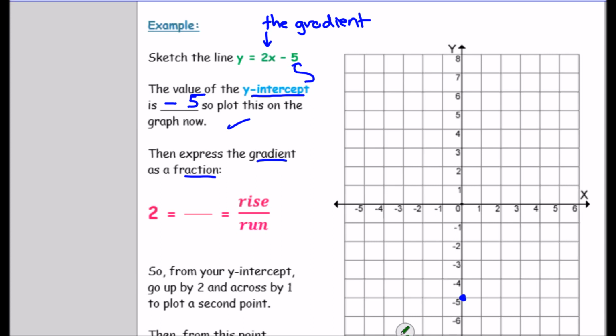How would you express 2 as a fraction? Try to think. 2 is the same as... That's right, 2 over 1. I want to do it in green. So 2 is the same as 2 over 1. So we have a rise of 2 and a run of 1.